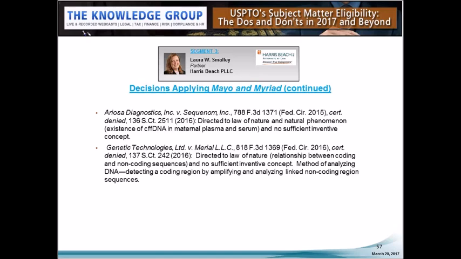The claim at issue was a method for detecting a coding region by amplifying and analyzing linked non-coding region sequences. The method claim, therefore, relied on a natural principle, which is the tendency of the non-coding and coding regions to be linked. The court determined that the additional elements of the claim were insufficient to provide the inventive concept necessary to render the claim patent eligible.